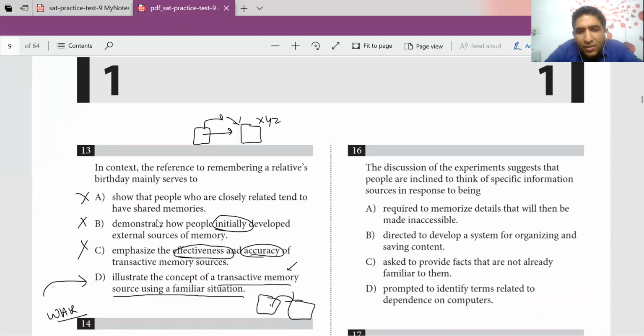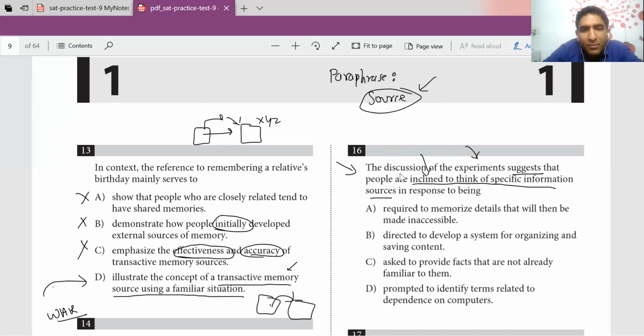Okay, 16th: the discussion of the experiment suggests that people are inclined to think of specific information source in response to being... Now, this is a very interesting question, and the best way to understand the question is to paraphrase it first. Let's try to understand what the question is asking. The question is saying, discussion of an experiment suggests that people are inclined to think of specific information source. So when are people inclined, meaning incited, stimulated, to think about an information source? So when do people start thinking about the information source is the question. When you ask something, they start thinking about the information source.